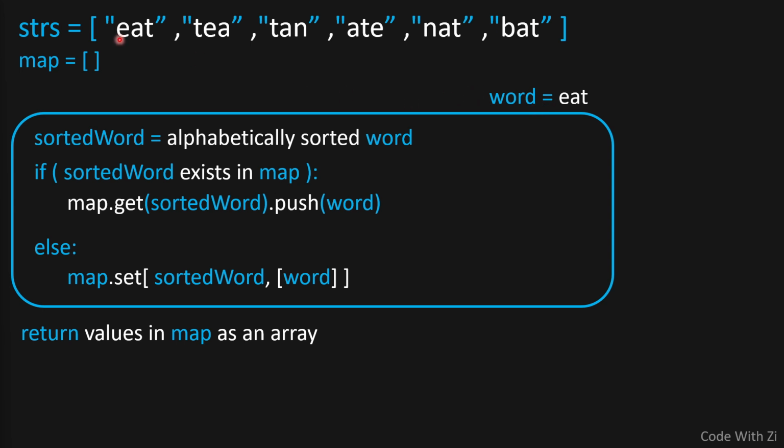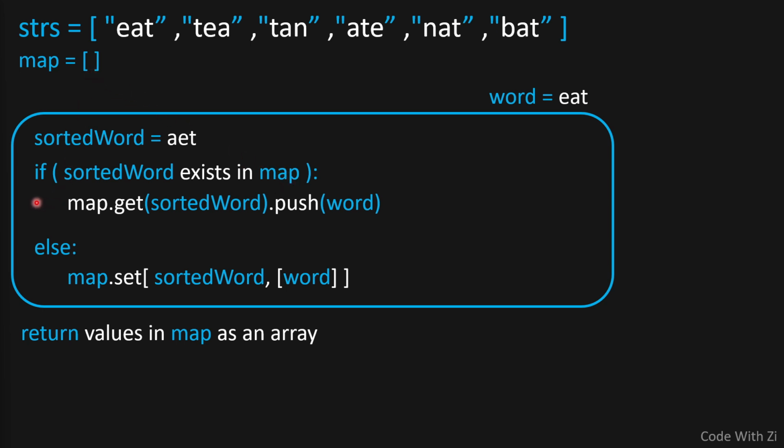Alrighty, so in the first round of our loop, our word is gonna be eat, because remember, we're looping through this array that we have here, and the first word inside of our loop is gonna be eat. So our word is eat, and then the first thing that we do inside of our loop is to sort that word. So we're gonna alphabetically sort this word that we have here, and that's gonna give us AET. Now that we have our sorted word, we're gonna ask, does this sorted word exist in the map? Well, the map is empty, so no.